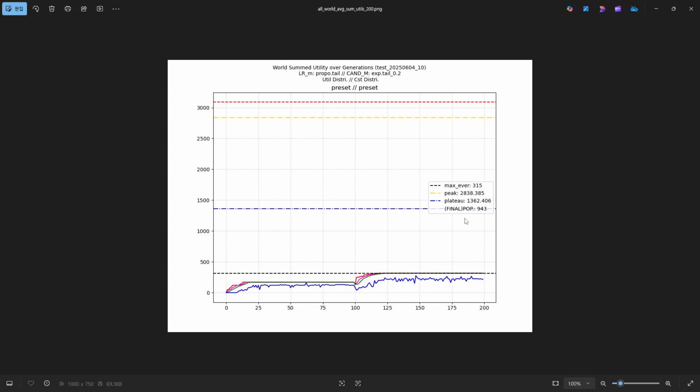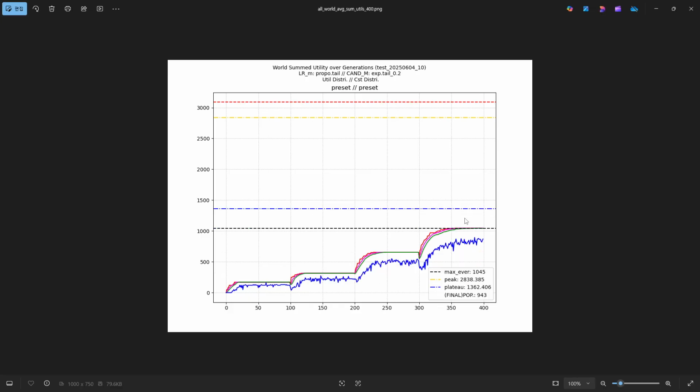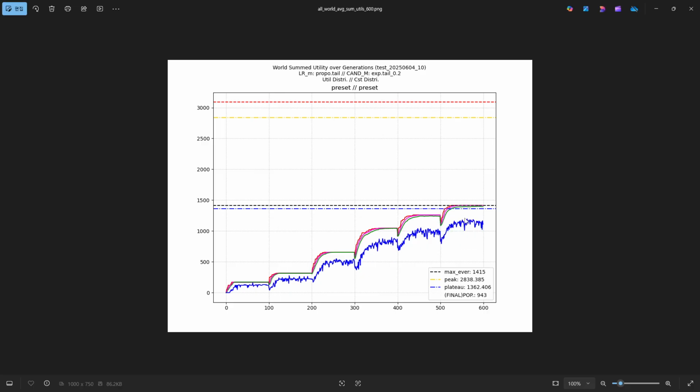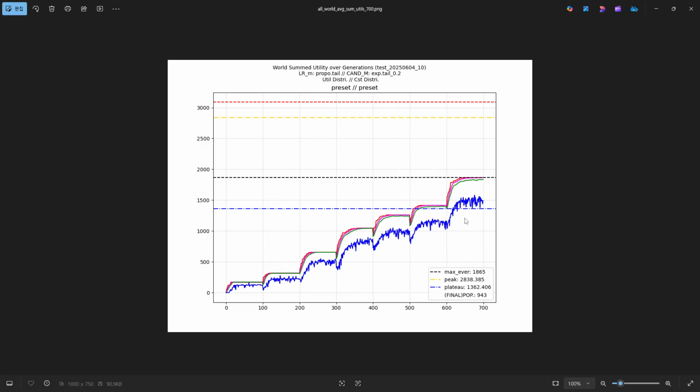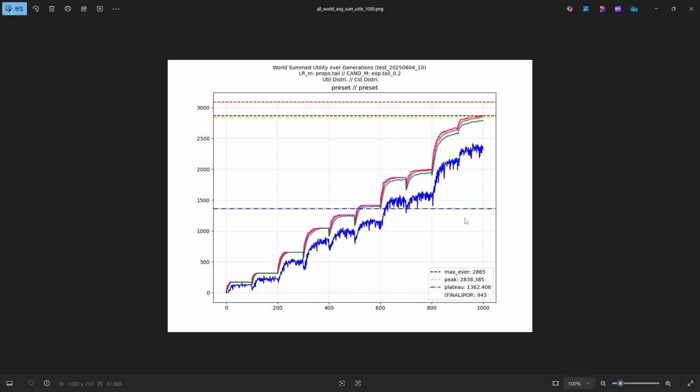First era, second era, third era, fourth, fifth, sixth, seventh, eighth, ninth, 10th. So we still have 2865, the true ceiling. The maximum ever is 2865, so we have hit the true ceiling. So it does seem to work.